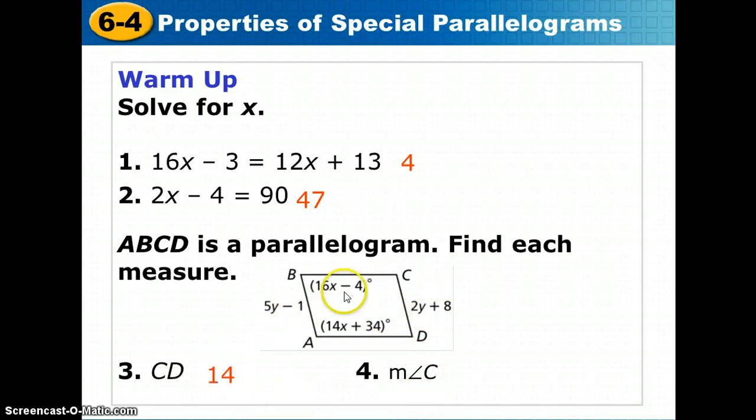And on number 4, these two should add up to 180 degrees. So we add these up and solve for x and plug it back in to find the measure of angle C, which will be the same as the measure of angle A, since this is a parallelogram. Measure of angle A and C are both 104 degrees.